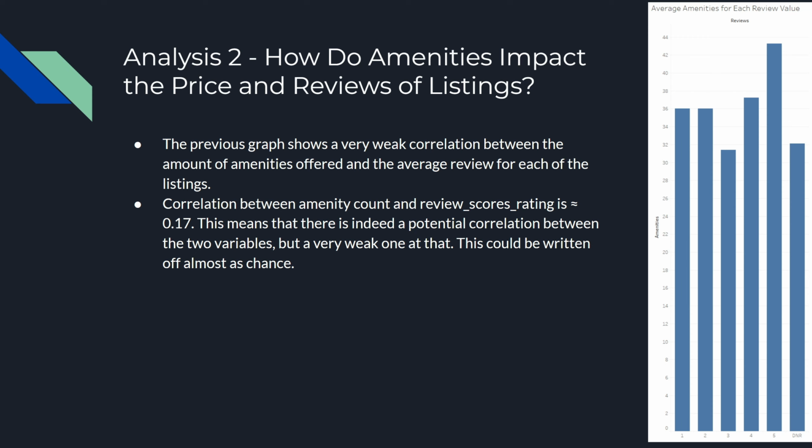the listings, which the correlation is about 0.17, positive 0.17. This means that there is a very, very weak correlation that could honestly most likely be chalked up to chance, or it could be a faulty data set with people not entering all of the amenities that they actually have for their listing.